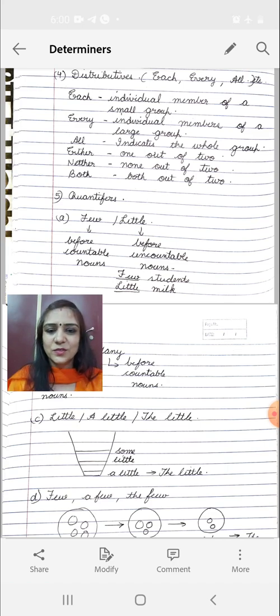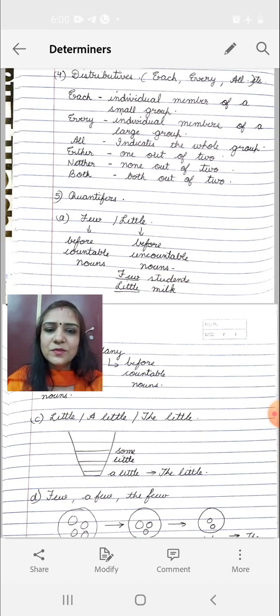So let us see the first one, the difference between few and little. Where to use few, where to use little. It's very clear. Few, which can be counted, and little, which cannot be counted. Any noun which can be counted, there we'll use few, and any noun which cannot be counted, we'll use what? Little. So before countable nouns, few; before uncountable nouns, little. Like I say, few students, few numbers. Little, when I say little milk, little sugar, then little salt, like that.